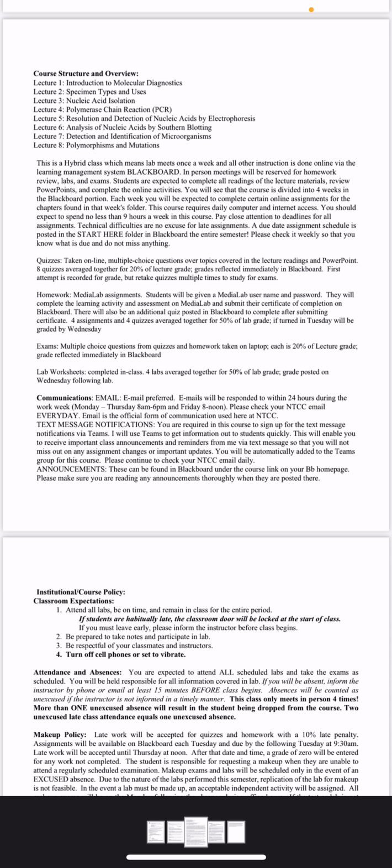Per lecture, there's going to be a quiz, and there's always going to be a Media Lab quiz each week. So for example, for this coming Tuesday, what's going to be due before class is a Lecture 1 quiz, a Lecture 2 quiz, a Media Lab certificate of completion, and a Media Lab quiz. So 4 different things.